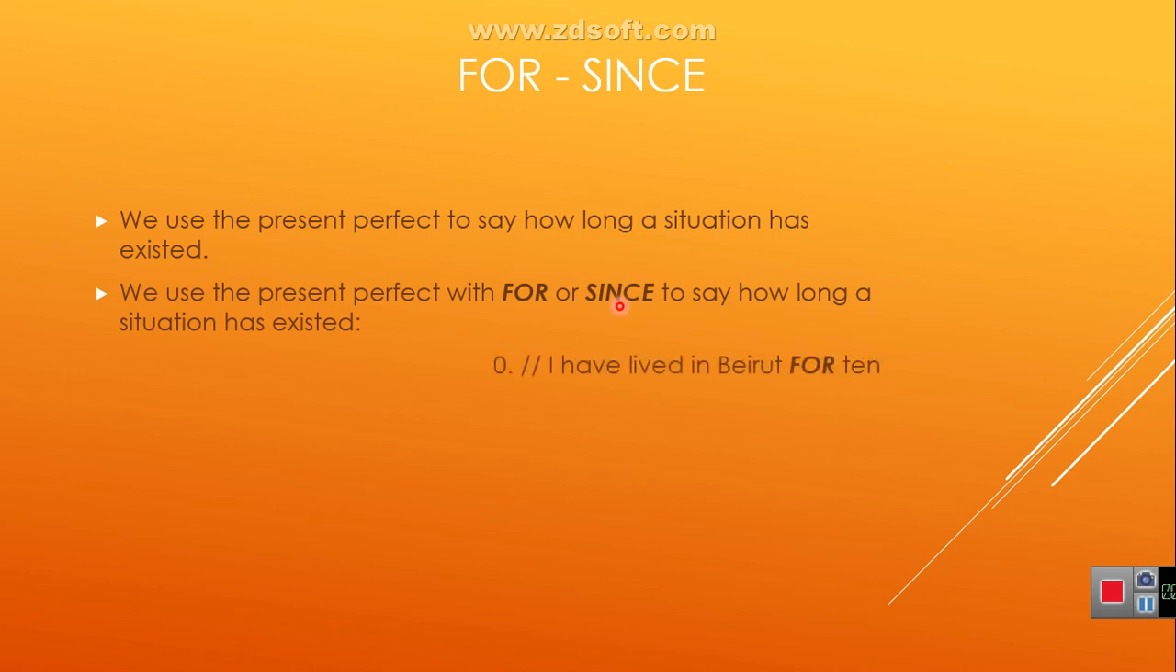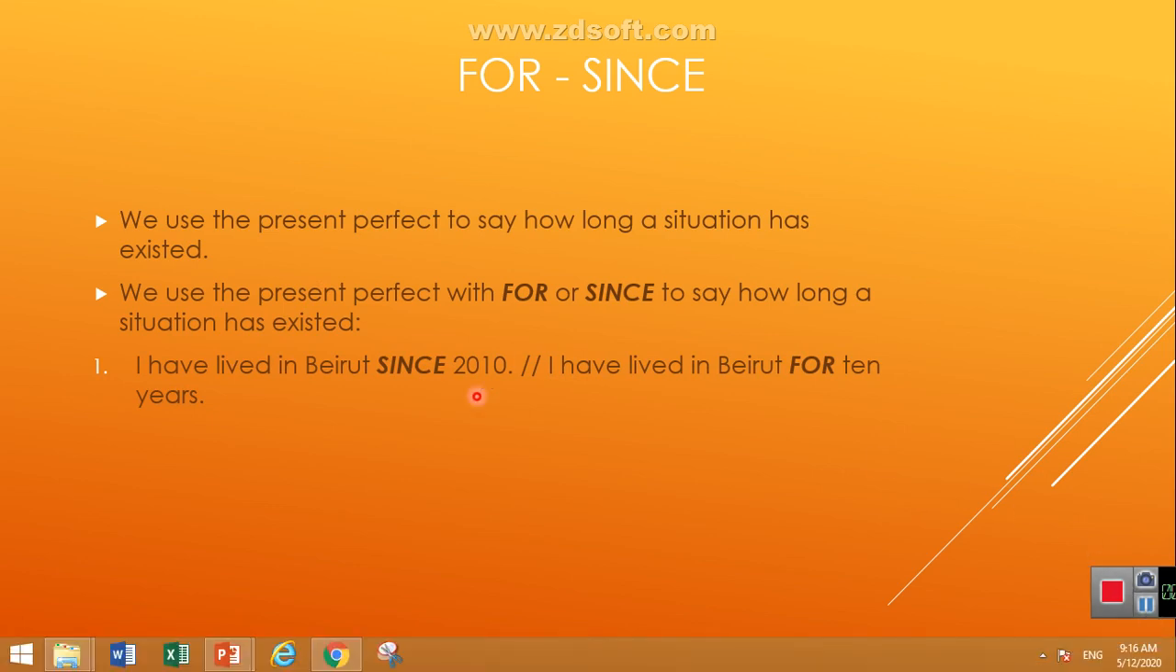Let's see. First example. I have lived in Beirut since 2010. I have lived in Beirut for 10 years. Here we have the present perfect, have lived, with since and for. To say that I started living in Beirut 10 years ago or in 2010 and I still live in Beirut up to the moment.